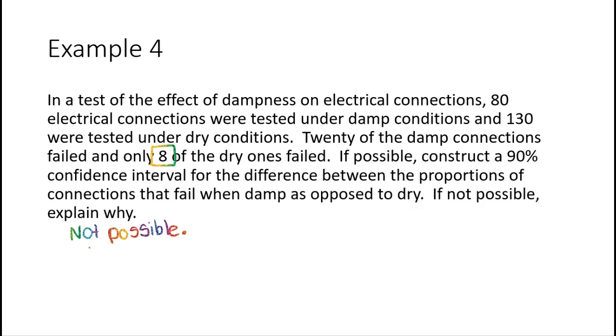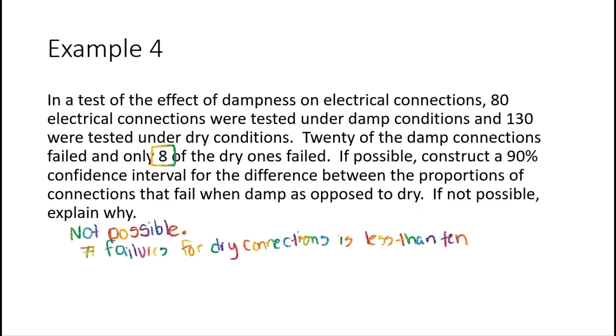So we would say that the number of failures for dry connections is less than 10. In other words, 8, which is our number of failures, is less than 10. And remember, we have to have at least 10 in order to be able to do this.